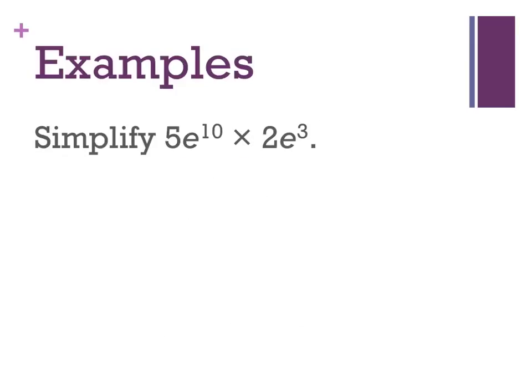This one here is different. I've got numbers and I've got some pronumerals. So, let's deal with our numbers first like we always do. What's 5 multiplied by 2? Okay, 5 multiplied by 2 is 10. Now, I've got two e's. I've got e to the power of 10, a 10 indice, and then I've got e to the power of 3, a 3 indice.